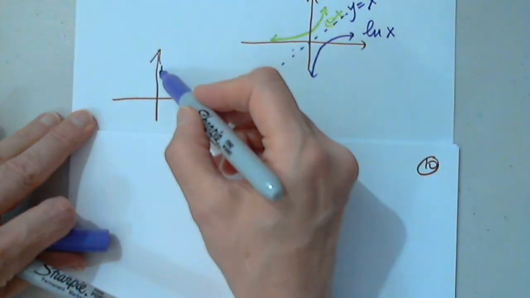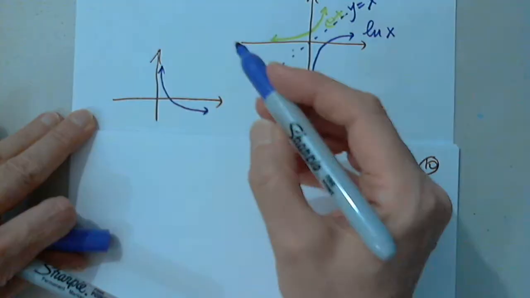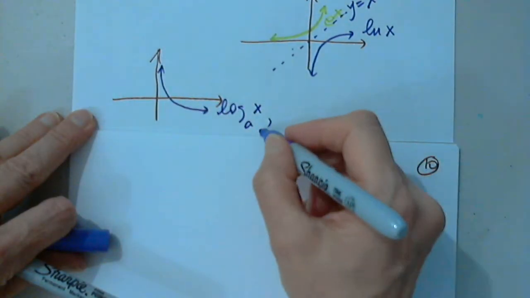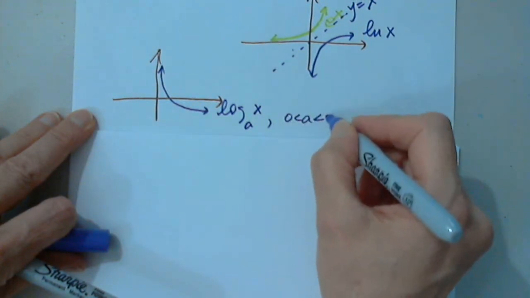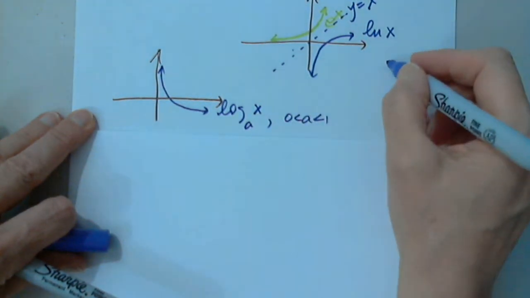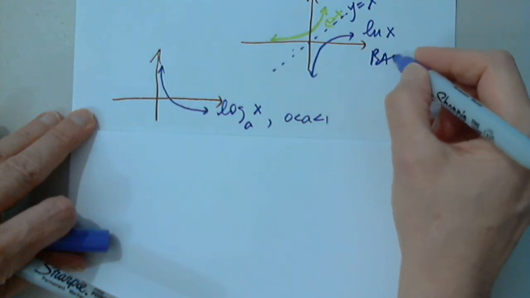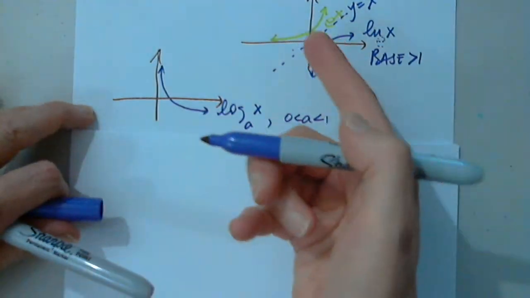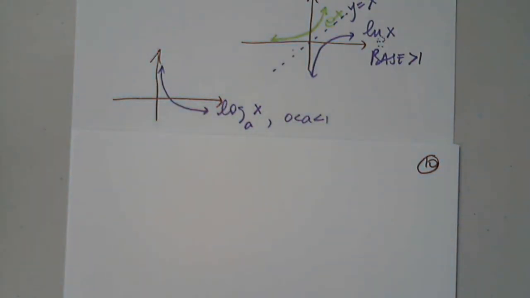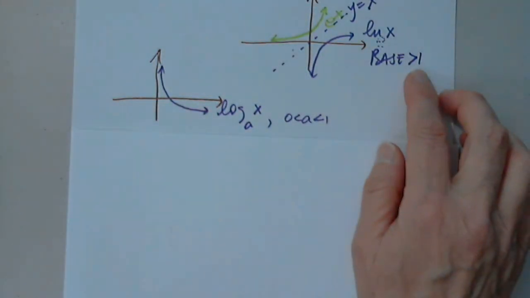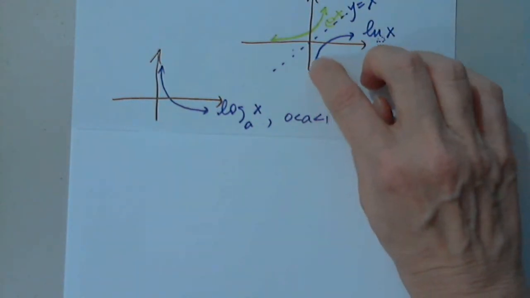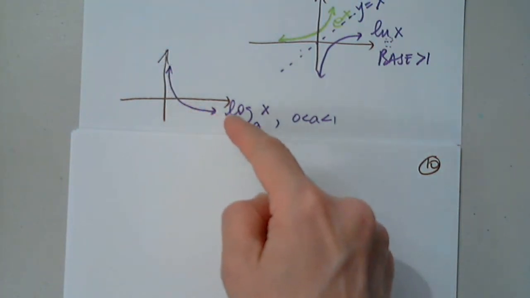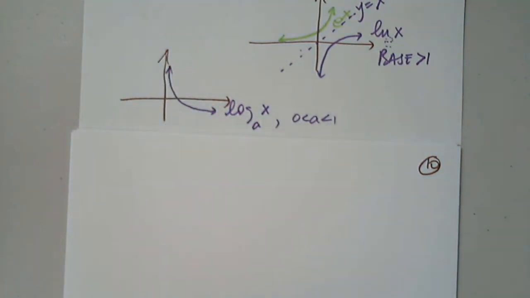Let me graph the other one. So this is log base a of x, but the base is tiny. This, the base here, is greater than 1. It's e. That's why they're inverses of each other. For base greater than 1, the log function is increasing. For base less than 1, any log function is decreasing on its domain.